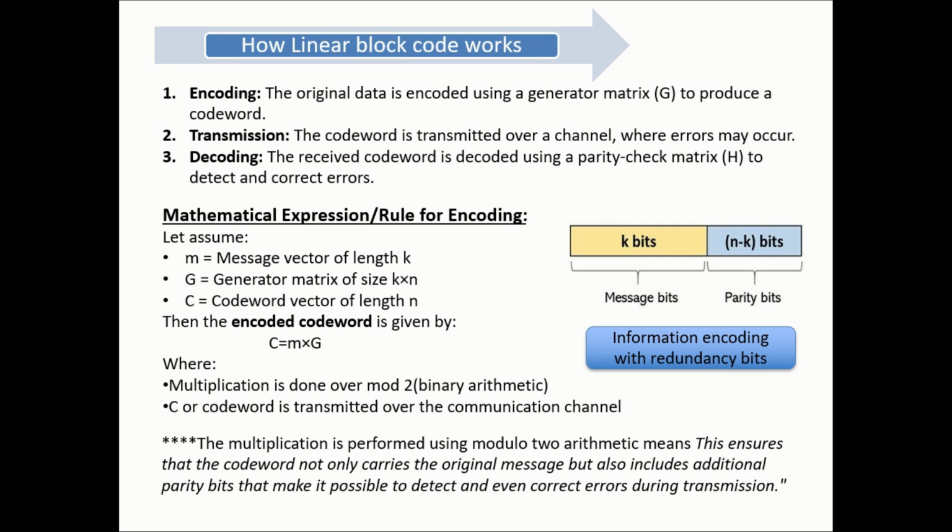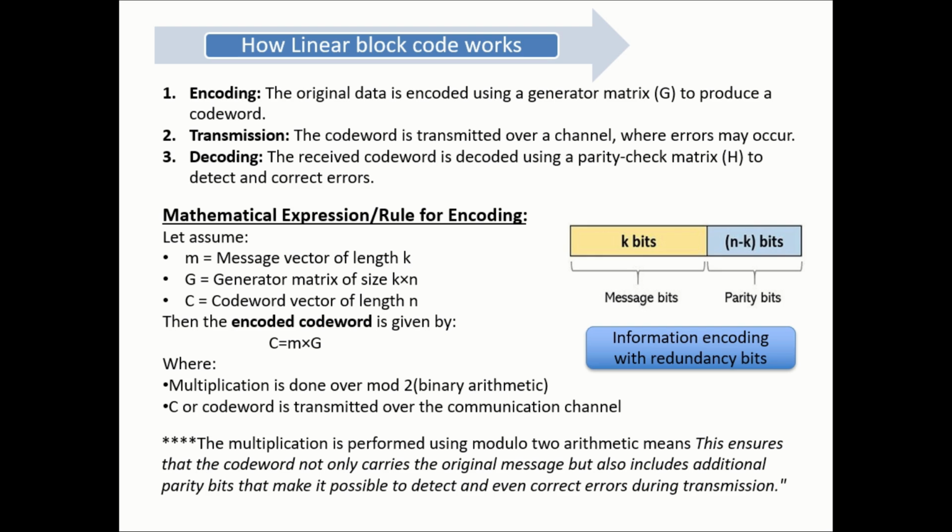This process involves three main steps. First is encoding, where the original data is encoded using a generator matrix. Here, one word is new for you: generator matrix. Later we can easily understand what a generator matrix is and how we can create our own generator matrix to encode our message and produce a code word.